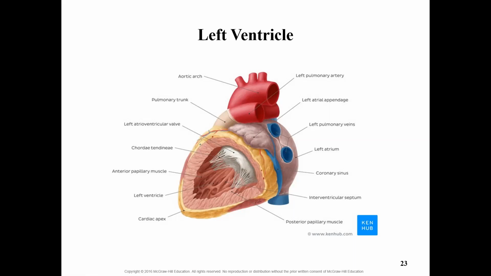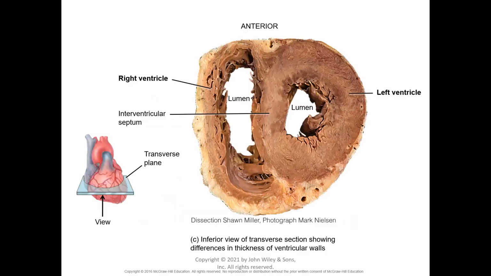So in our heart, we have 5 papillary muscles. 3 of them are in the right ventricle, 2 of them are in the left ventricle. And you need to know that the thickness of muscles is different in different parts of the heart. The walls of the atria, right and left atrium, are very, very thin.